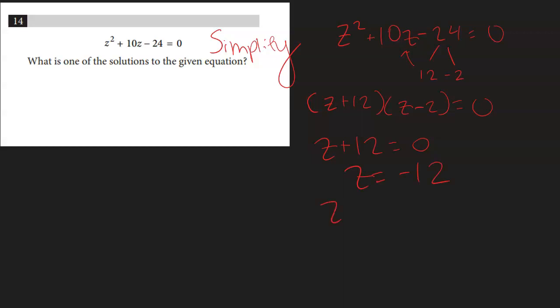And then you would have z minus 2 equals 0, and you would have z equals 2, positive 2. And so both of these would be a correct answer for 14. All right, number 15 is another word math problem.